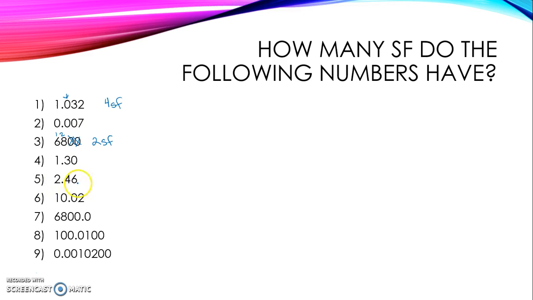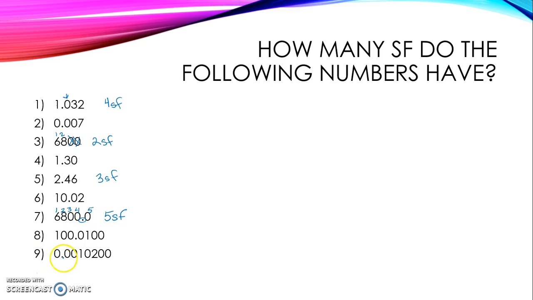Problem number 5, 2.46. They're all non-zeros, so they all 3 count. They are 3 significant figures. Problem number 7. The 6 counts, the 8 counts, because they're non-zeros. Those 3 zeros at the end only count if a decimal is physically present. Well, look what. It's physically present. And so they all count at the end because they're all trailing and there's a decimal physically present.